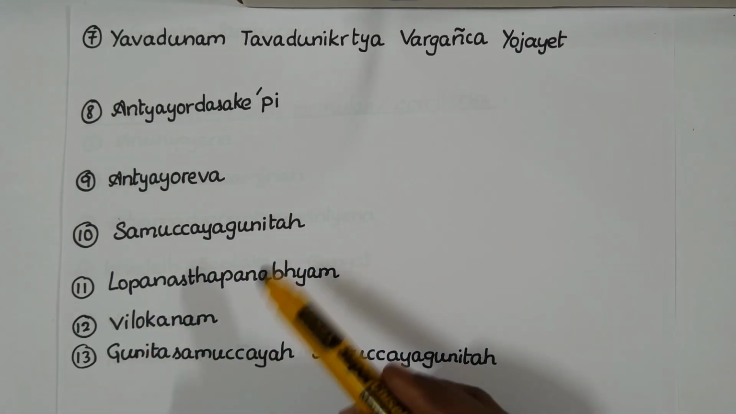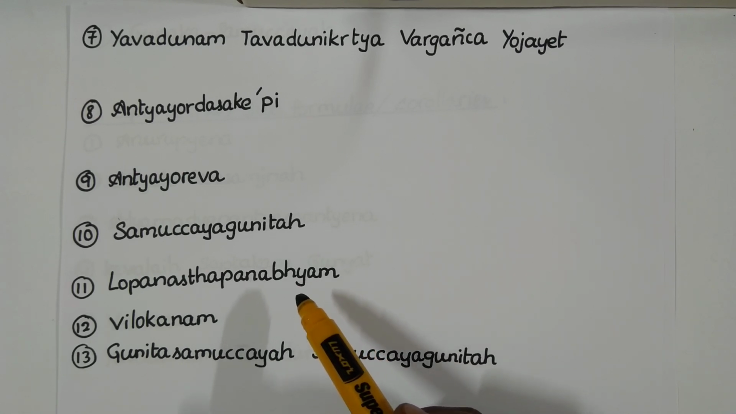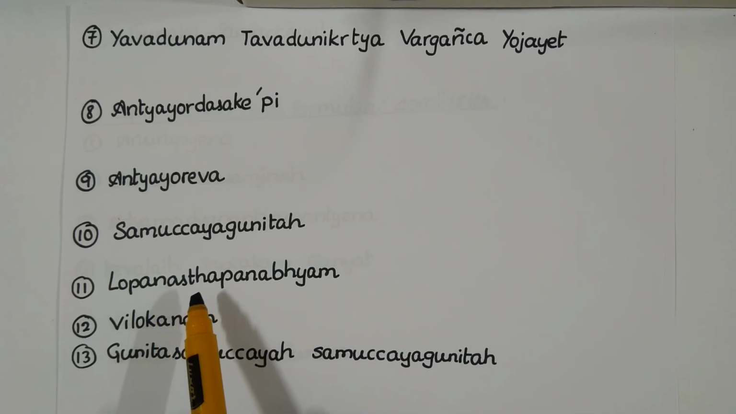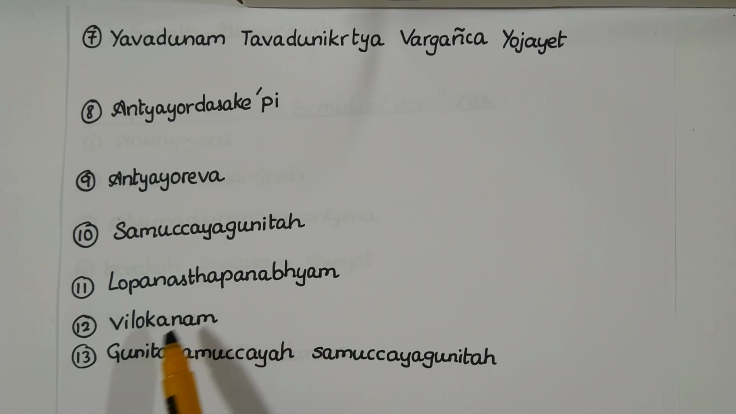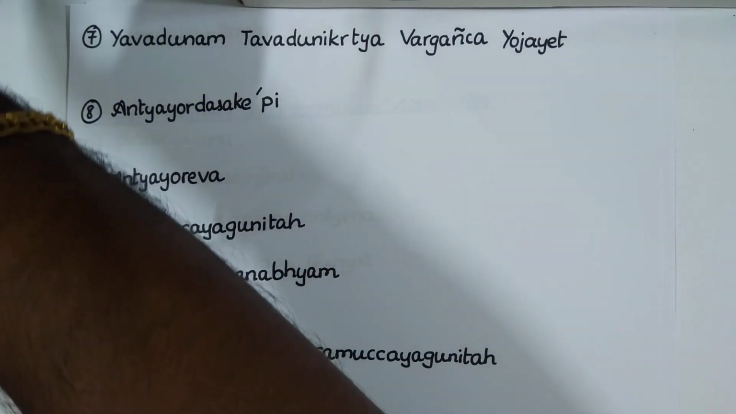Everything is important. All formulae are listed out here. Everything is equally important. Everything is equally powerful. We can't bias anyone in this list. And 11th one is Lopanastapanabhyam. And 12th one Vilokanam. And last one is Gunita Samuchaya Gunitaha. Now we will try to understand each and everything, their English meaning.